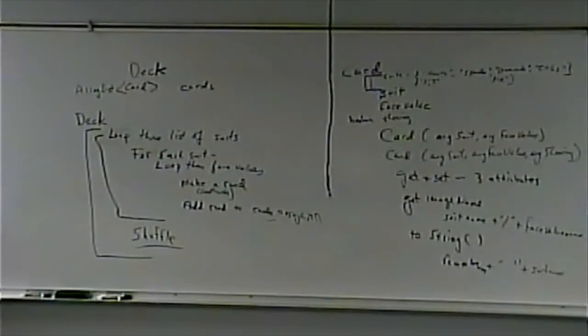What do you think the return value is going to be? Face value of the card. Unless it's an ace. No, not really. If I deal a card, if you're in a blackjack game and I give you a card, what did I give you? A card. I give you a card, right? So that's the return value of this function. This function returns a card.